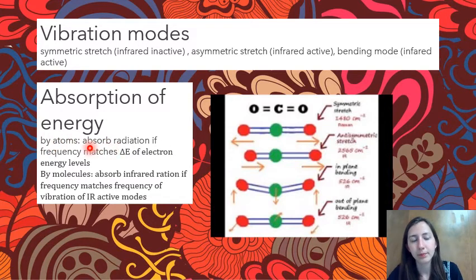So basically it will absorb radiation if the frequency matches delta E of electron energy levels, and molecules will absorb infrared radiation if the frequency matches the frequency of vibration of IR active modes. Is that a typo? Oh, I apologize. That should be radiation.